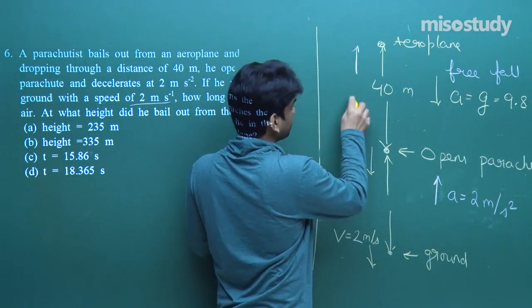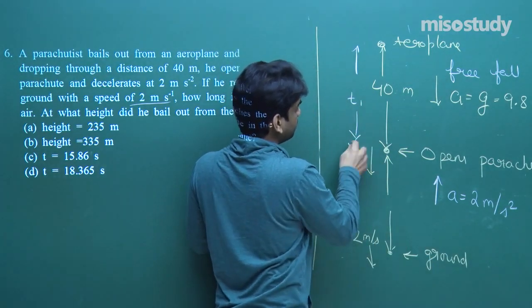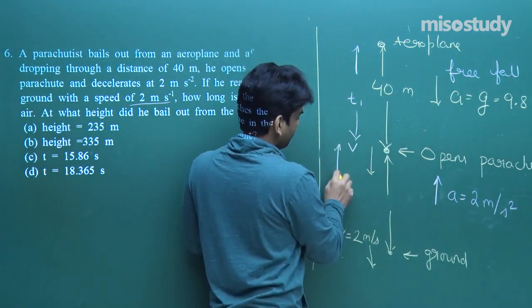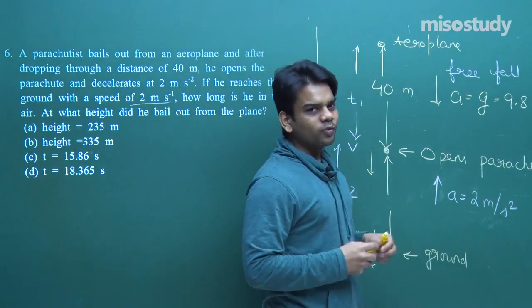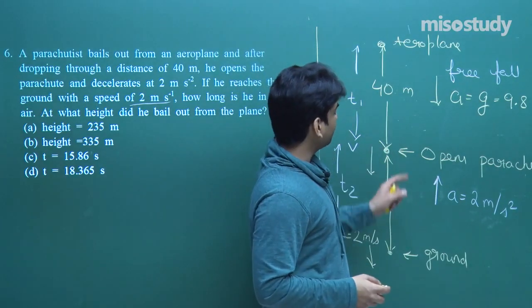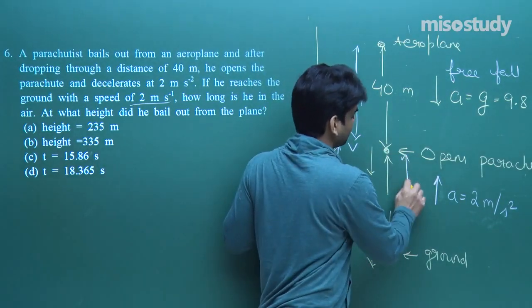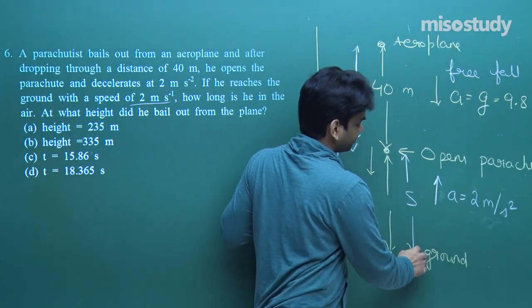And we'll mark the lower section as time t2. So let me show you that here we have this time as time t2. So let us go ahead and find out the value of t1, t2. We are given this 40 meters. We need to also find this displacement, this distance, that is s.